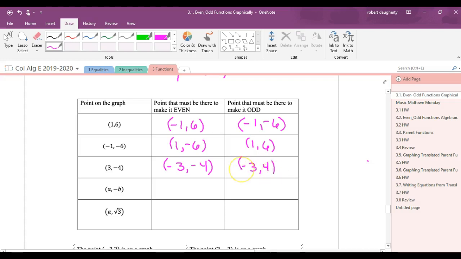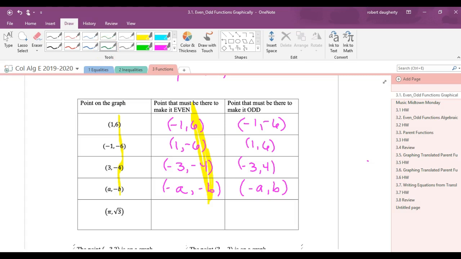Negative 3, 4. Okay. And in this case, if I got a and b, if it's an even function and a and b is on the graph, what has to be there if it's even? Negative a and what? Negative b. If it's odd, what has to be there? Yeah, negative a, positive b. So what you're seeing is on even functions, these y values are the same as these y values. On odd functions, the y values are opposites of each other.